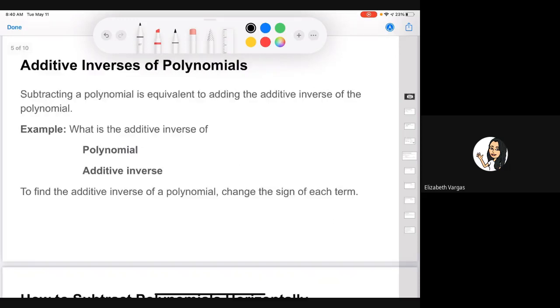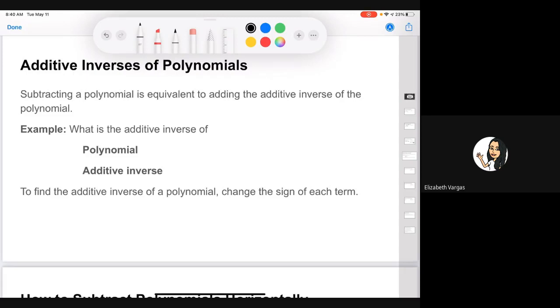Okay, so now we're going to get into subtraction. Okay, I keep saying we're going to get into subtraction. One more thing. The other property that is followed by addition is the additive inverse property. This basically says subtracting a polynomial is equivalent to adding the additive inverse of the polynomial.